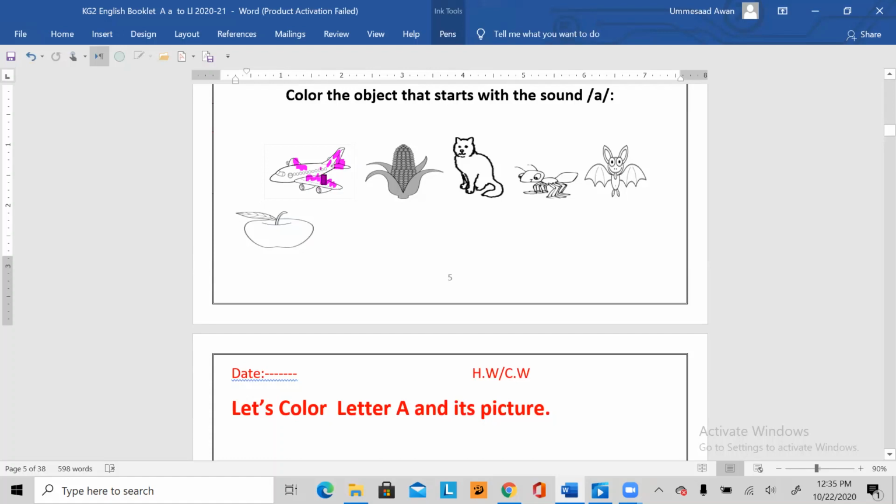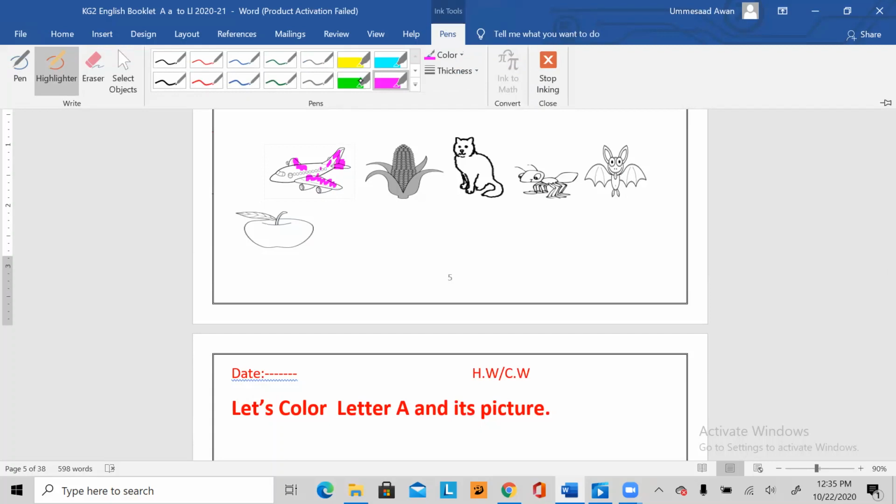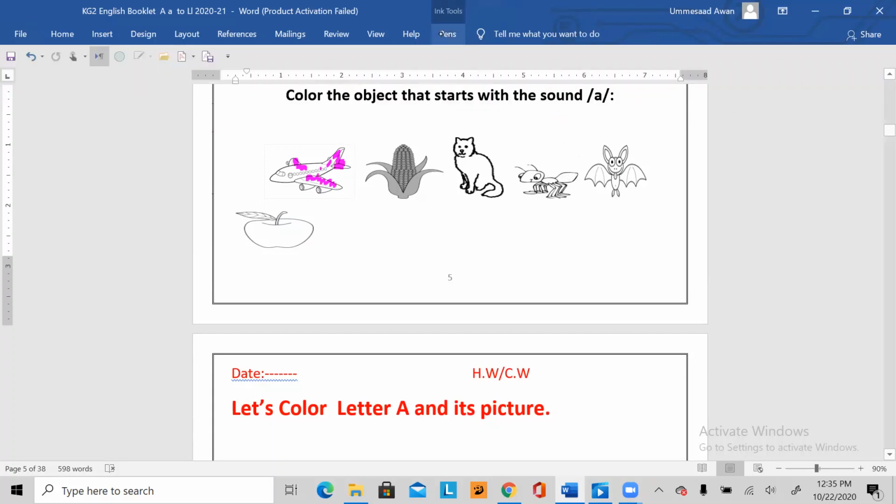Now here we have ant. This also starts with letter A, so let's start here also. Ant, so we will also color ant. This also starts with sound A. And here is bat. Bat starts with letter B, sound B.